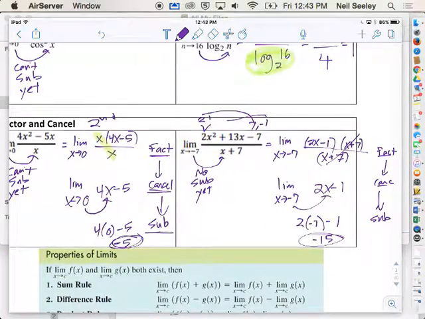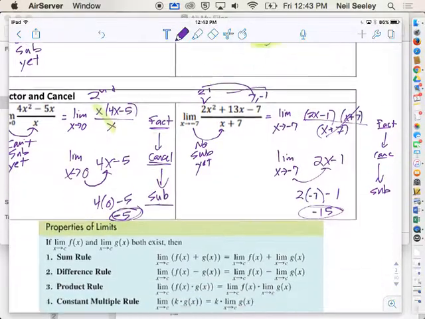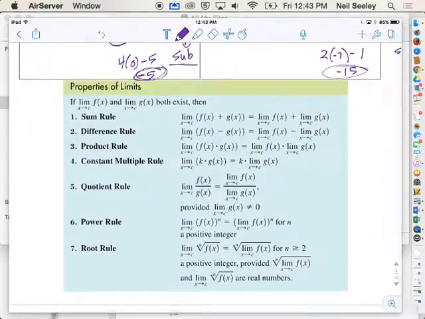It's going to be that easy for the rest of the time, of course. That's how easy limits are. No, it always gets more complicated. But down below, there's all these rules about limits.